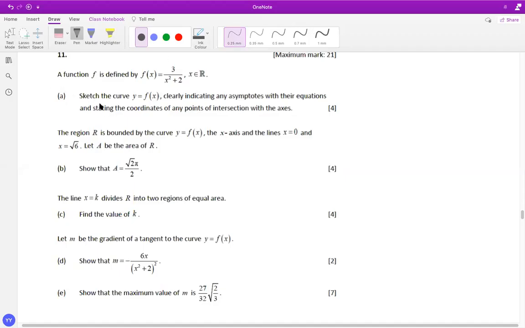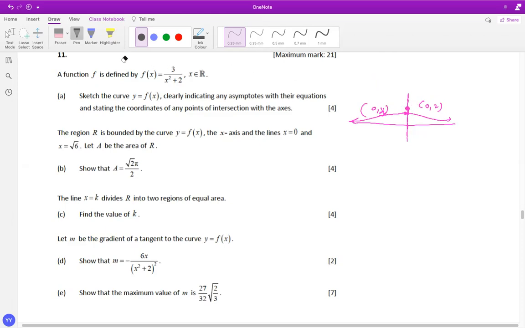For question number 11, we have f of x equals 3 over x squared plus 2. You have to sketch the graph of this function clearly, stating the asymptote. Before you sketch this, I would ask you to sketch the x squared plus 2 graph, which is something like here, with the point 0, 2. Then sketch the reciprocal of that. That makes a lot of sense. The reciprocal graph will be something like here, cutting the y-axis at 0, half.